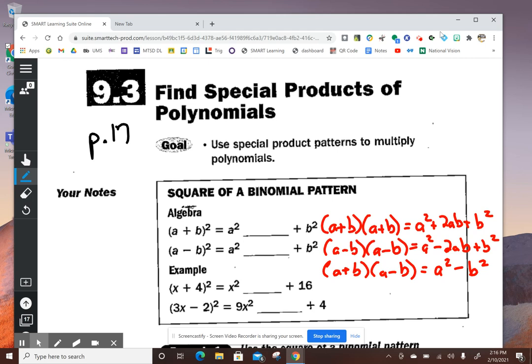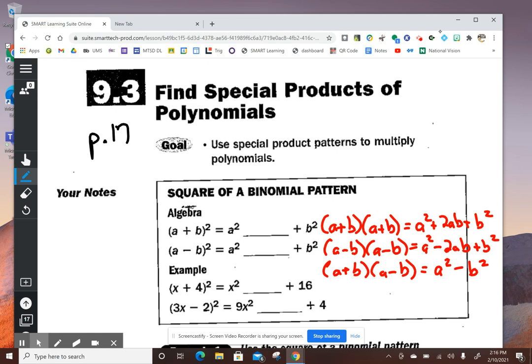And although you can FOIL if you forget the special pattern, when you go to factor, you don't have another choice but to remember and use the special pattern. So it does make sense to try to familiarize yourself with this now. So the first special pattern we're going to use is called the square of a binomial.